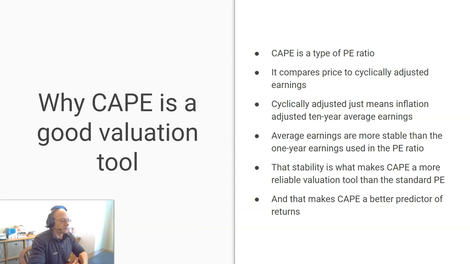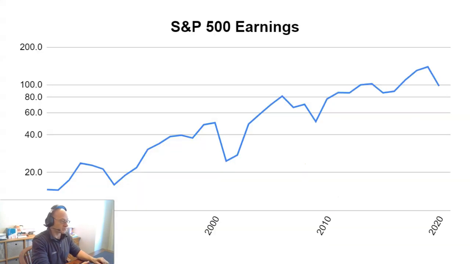However, with the standard PE ratio, we compare price to last year's earnings, and last year's earnings can be really volatile. They can go up a lot, they can be negative, and so they're not necessarily that closely related to an investment's intrinsic value. So cyclically adjusted earnings just means that we take the inflation adjusted 10-year average. And so by averaging earnings over 10 years, we get a much more stable earnings number to compare price to. And therefore, CAPE tends to be a much more stable and useful measure of value than the standard PE ratio. And because of that, CAPE also tends to be a much better predictor of future returns.